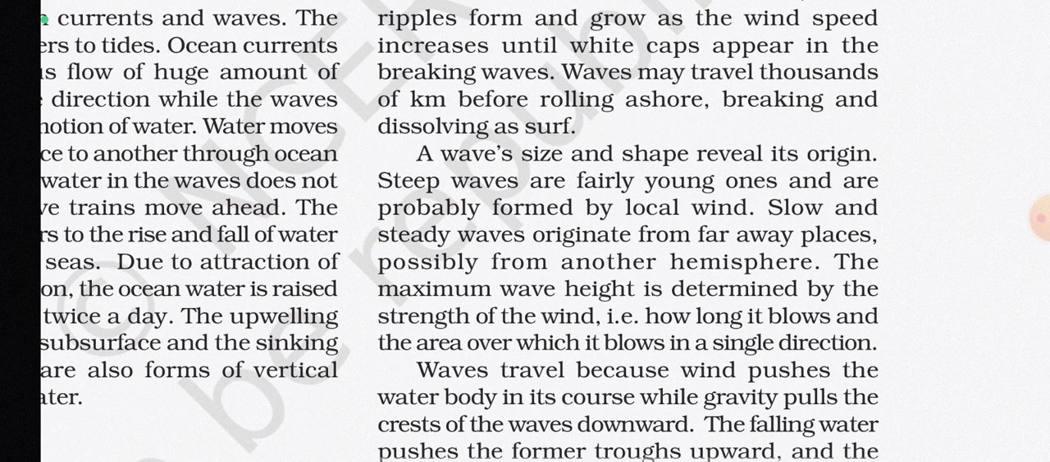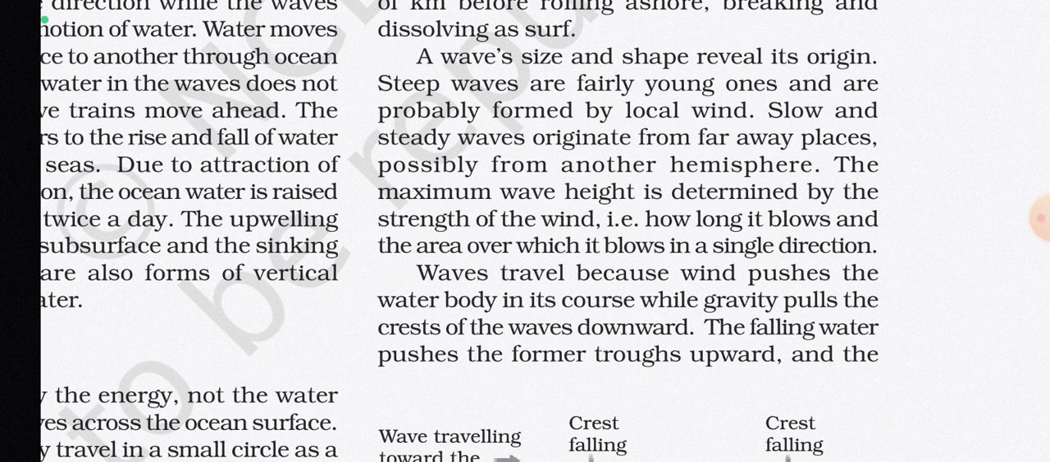A wave's size and shape reveal its origin. Steep waves are fairly young ones and are probably formed by local wind. Slow and steady waves originate from faraway places, possibly from another hemisphere. The maximum wave height is determined by the strength of the wind, that is, how long it blows and the area over which it blows in a single direction.